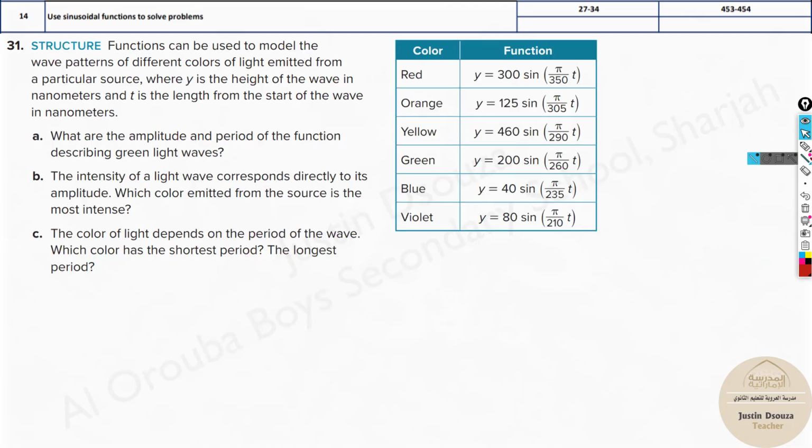Here, another interesting question with some tables over here. Functions can be used to model the wave patterns of different colors of light emitted from a particular source, where y is the height of the wave in nanometers and t is the length from the start of the wave in nanometers. What are the amplitude and period of the function describing green light waves? Okay, they have told just find the amplitude and period. It's very simple, just the green light. Over here they have given all the details for different lights. Now we will just do the amplitude.